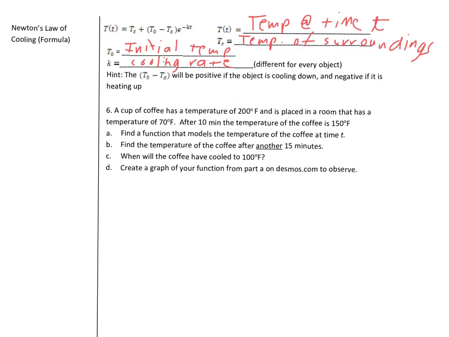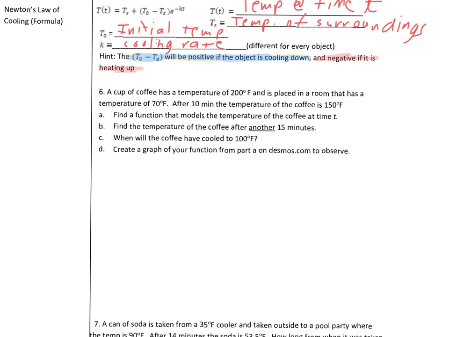Okay, a key fact here, which I would definitely highlight, I like this one, is that the parentheses there is going to be positive if the object is cooling down. I probably should have done that in blue actually. So if it's cooling down, then that parentheses should be positive. And if it's heating up, it's going to be negative. Although it's called Newton's law of cooling, it works the same way if the object is heating up instead. All right, so we got our first problem here.